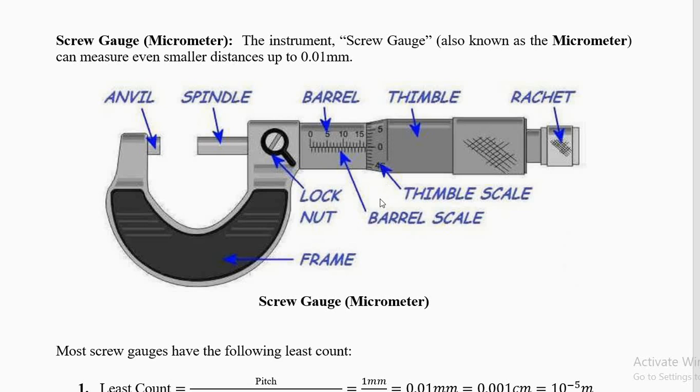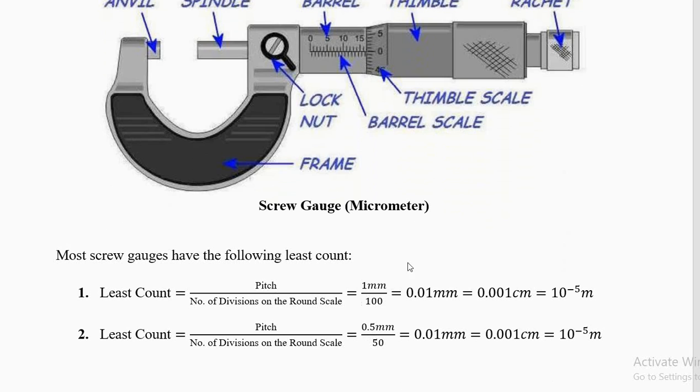There are 50 divisions. So what happens is there's a screw inside. When you rotate it one time, it will advance by 1 millimeter. And how many divisions do we have here? Normally we have 100 divisions, sometimes 50 divisions. So it will be half millimeter. Here you can see it is half millimeter on the main scale divided by 50, and the least count is 0.5 divided by 50, which is 0.01 millimeter.